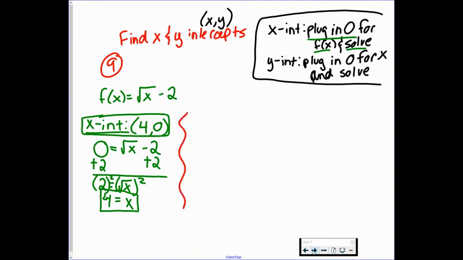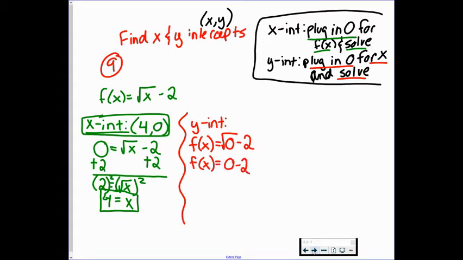Now on the flip side, let's go get the y-intercept. To find the y-intercept, I'm going to plug in 0 for x and solve. So f of x, plug in 0 for x, and solve. The square root of 0 is 0, and 0 minus 2 is -2. So the y-intercept, 0, was what I plugged in for x, and what I got out was -2. And that's the y-intercept of that equation.